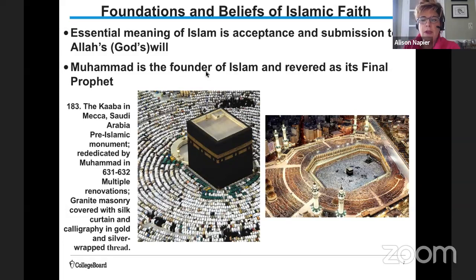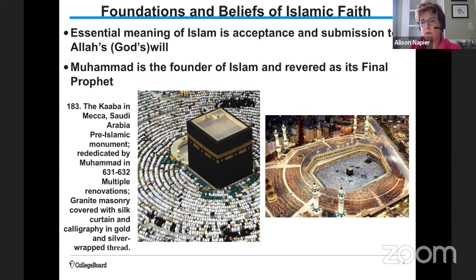And you can see that it is a large square structure right in the center of a mosque, which is built up around it. And you can see all of the faithful Muslims there. They've made their pilgrimage and they are now praying in the direction of the Kaaba. And that's one of the things: when you pray each day, you pray in the direction of Mecca.